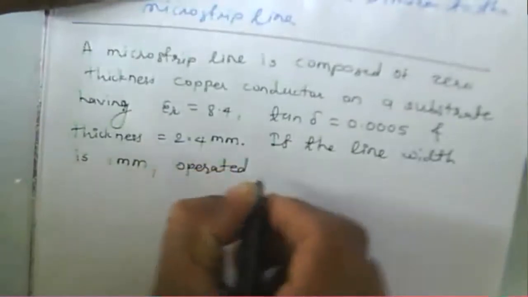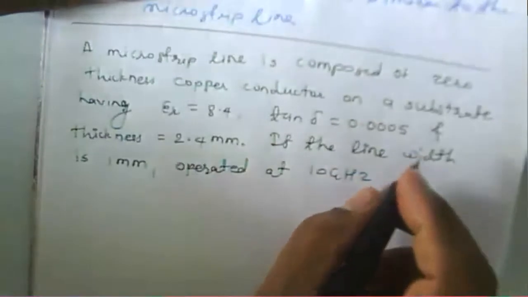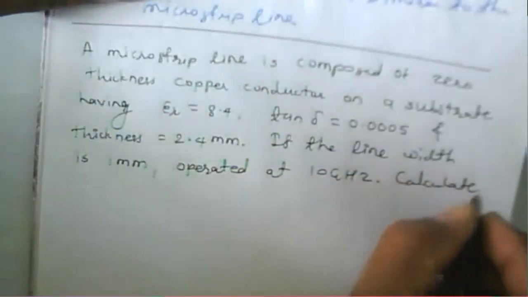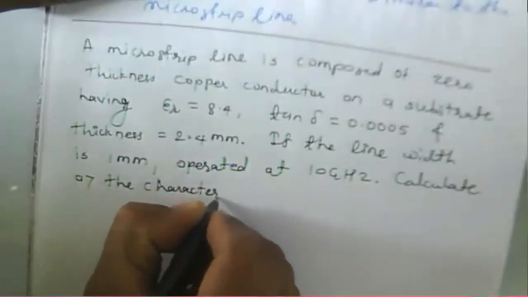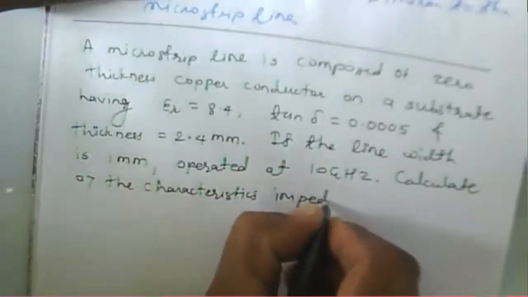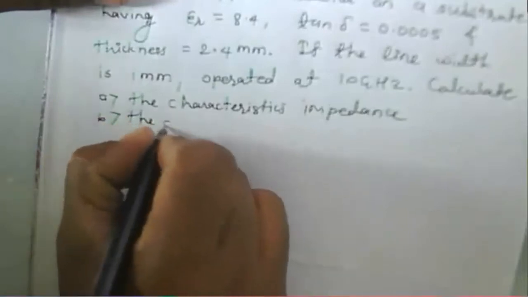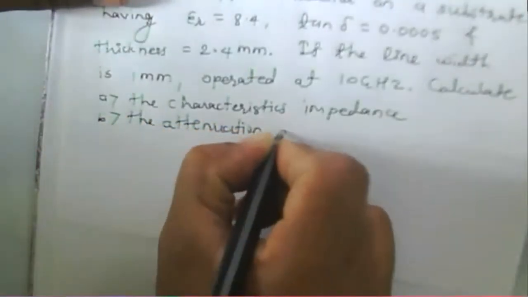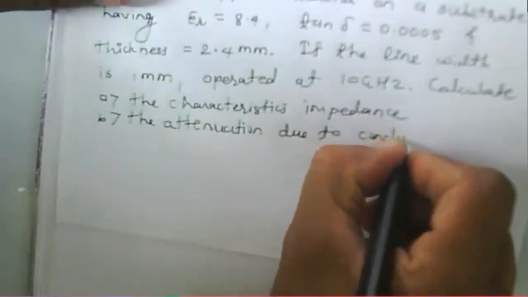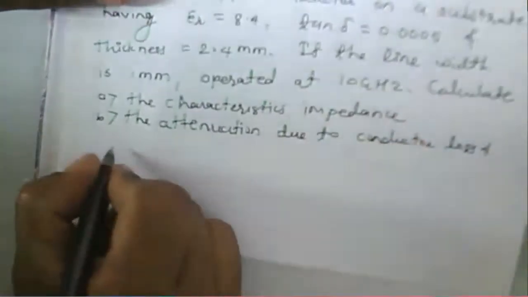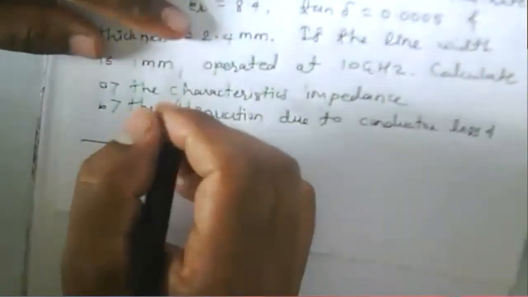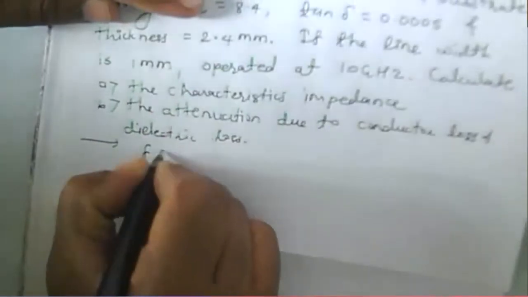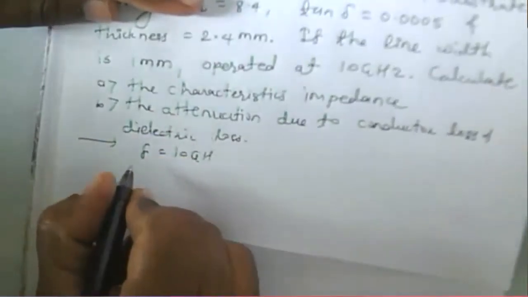If the line width is 1 mm, operated at 10 gigahertz, calculate the characteristic impedance and the attenuation due to conductor loss and dielectric loss.